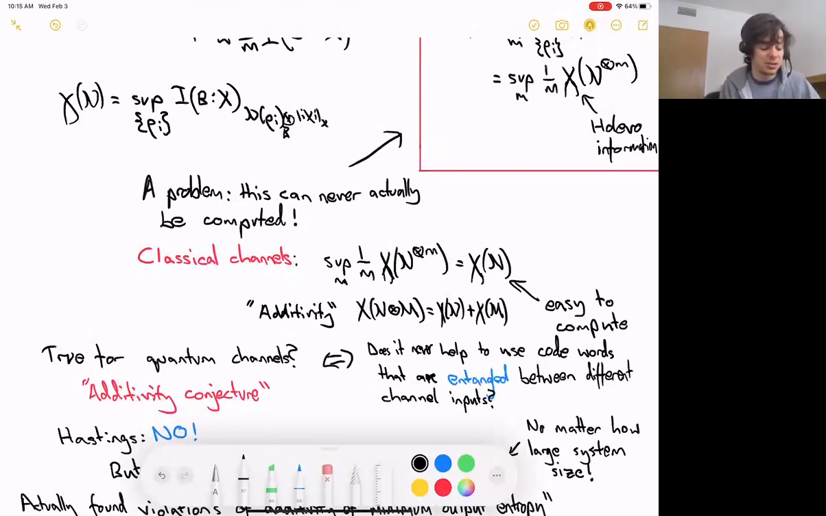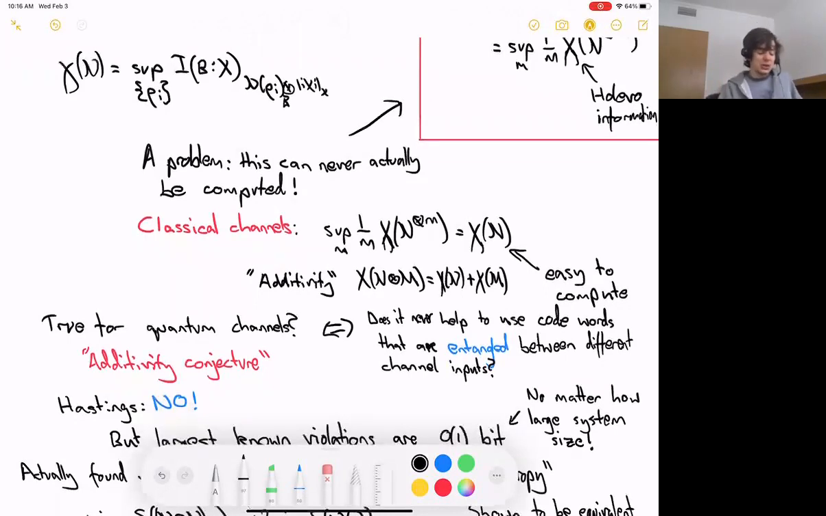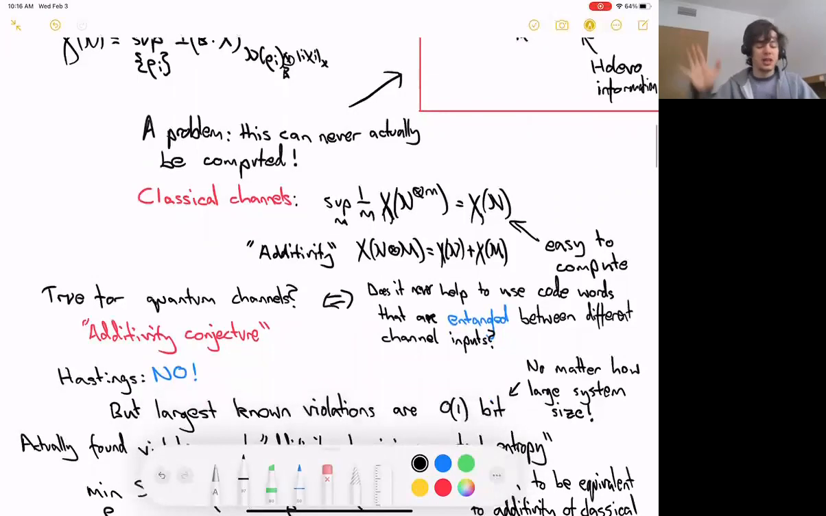So if we have the Holevo information for the tensor product of two channels, then it's just equal to the sum, chi of N plus chi of M. Okay, so in turn that means that the Holevo information for the tensor product of m copies of N is just m times the Holevo information for one copy of N. Okay, so if this was true for quantum channels as well, it would be incredibly nice. We'd actually have a useful answer that we could compute.